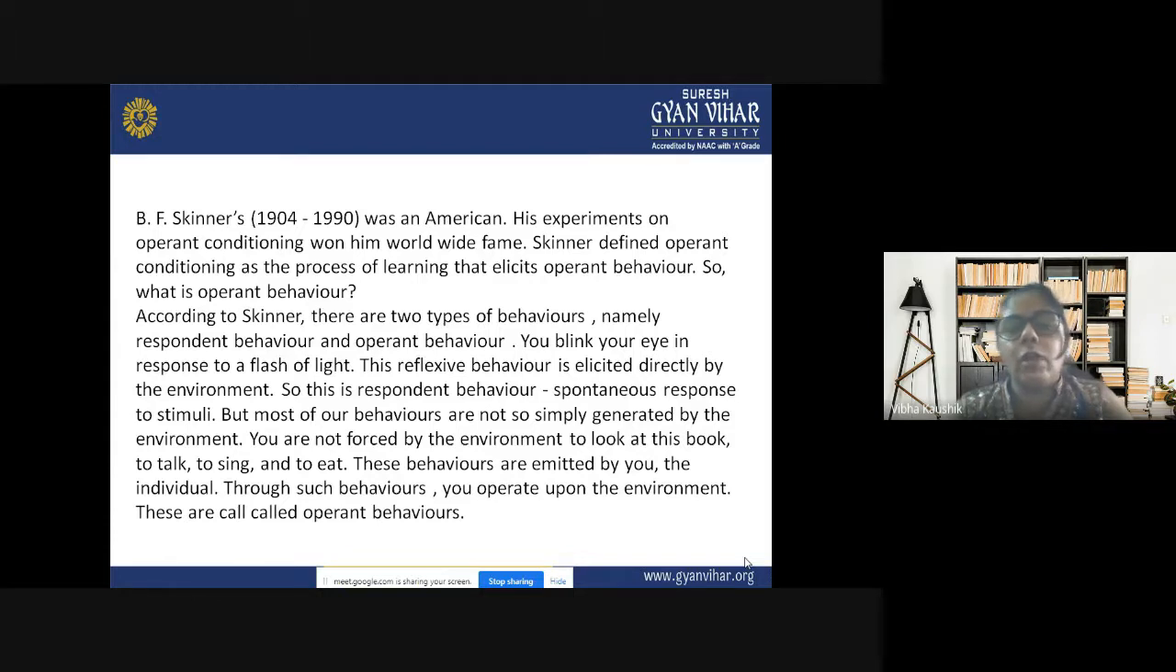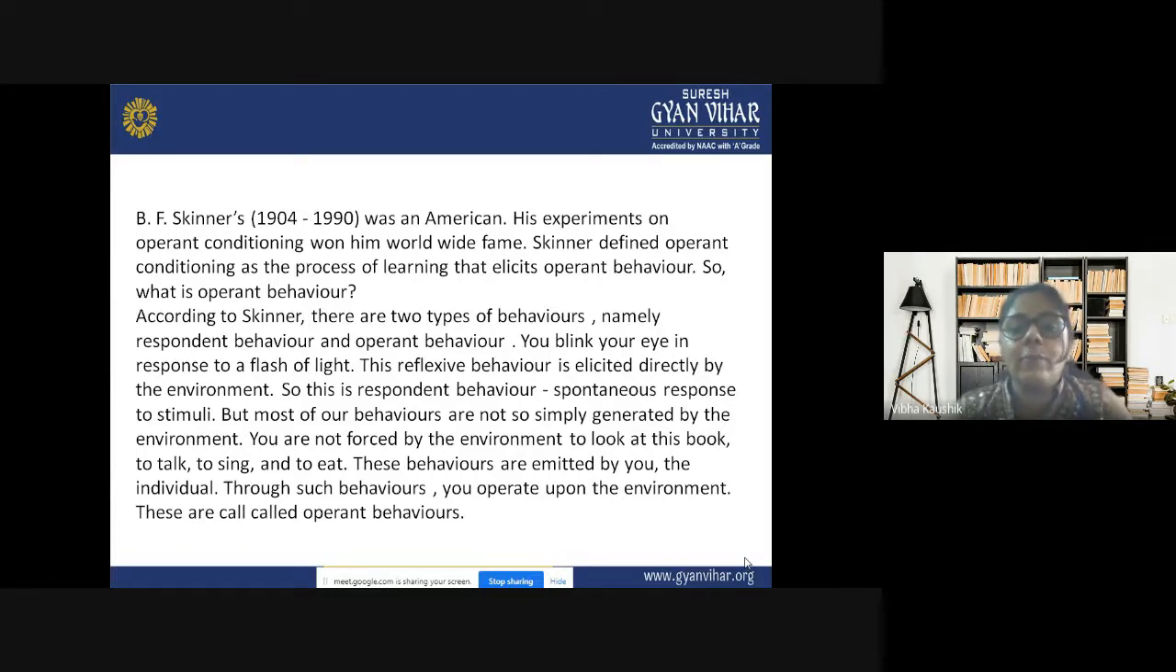When we are talking about the opinion of Skinner, we are saying that according to Skinner, there are two types of behaviors, namely respondent behavior and operant behavior. You blink your eyes in response to a flash of light. As a flash of light was there, you blink your eyes.